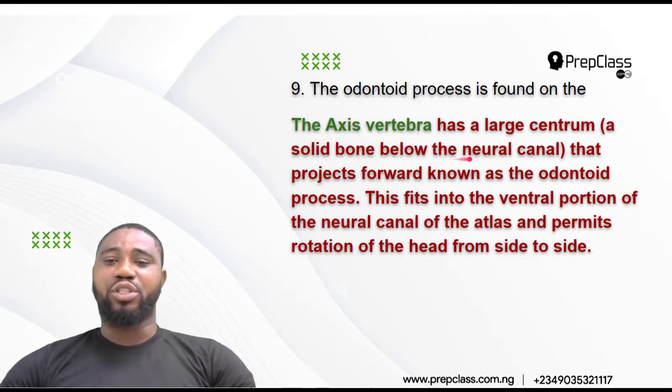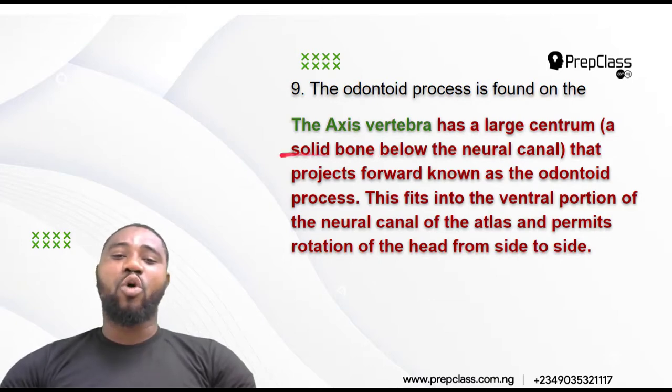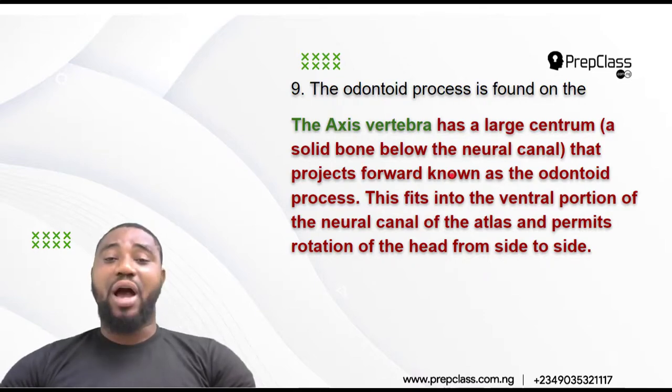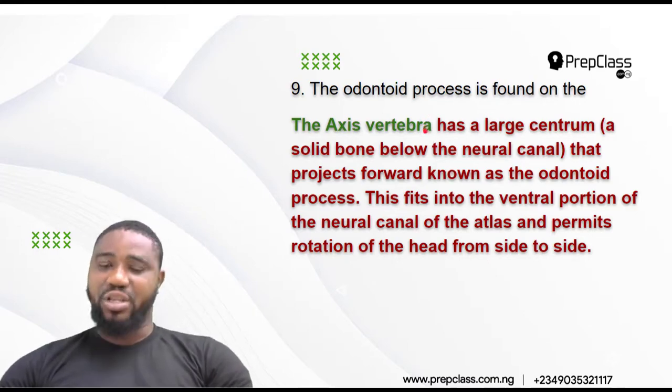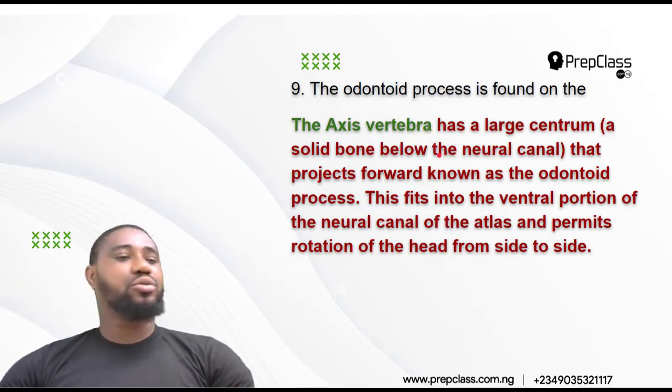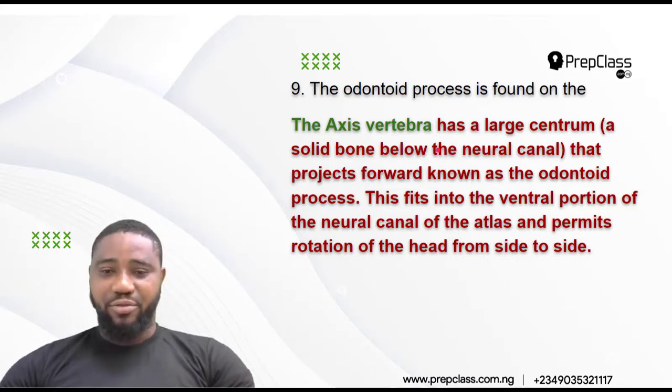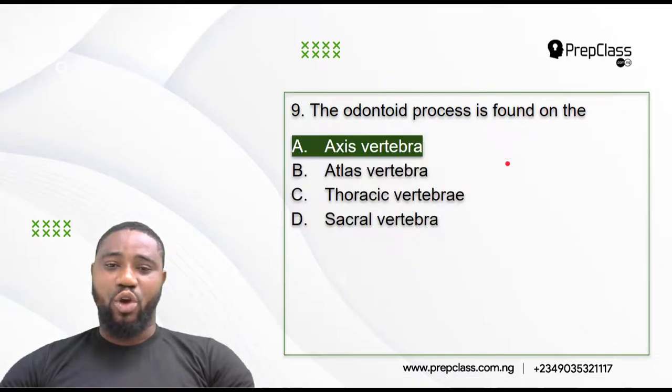That's a solid piece of bone below the neural canal that projects forward, known as the odontoid process. This fits to the ventral portion of the neural canal of the atlas and permits rotation of the head from side to side. So the axis has a long straight bone called the odontoid process. It is that bone that is used to fit into the neural canal of the atlas. Where the atlas fits to the skull, the axis vertebrae fits to the atlas via the odontoid process. So that joint enables the head to rotate from side to side. Are you following? So it's actually the axis that has that odontoid process. So the correct answer there is what? The axis vertebrae.